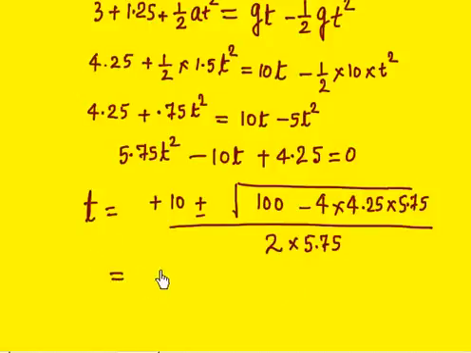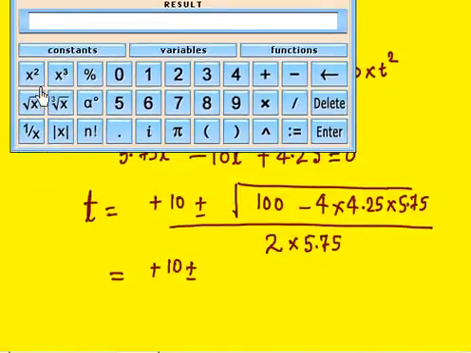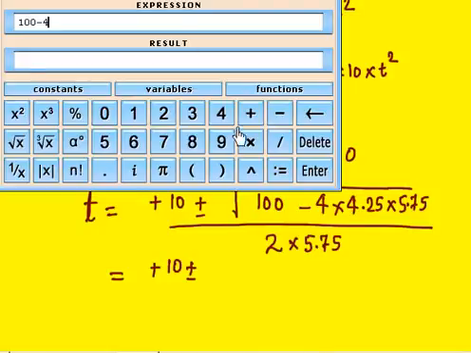So this is plus 10 plus minus, let us find the root of this term. So let me use the calculator. So I will have 100 minus 4 into 4.25, I think you are able to see this one or not, yeah, 4 into 4.25, multiplied by 5.75.